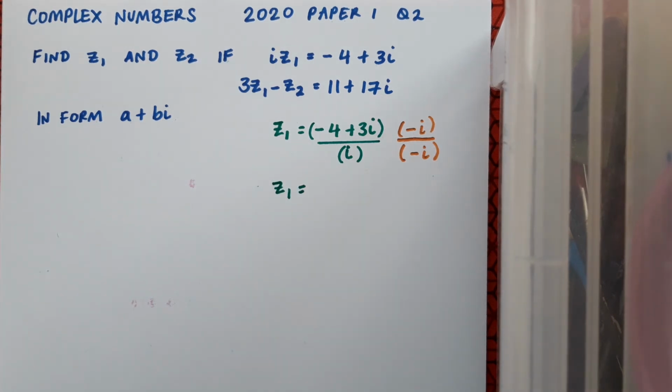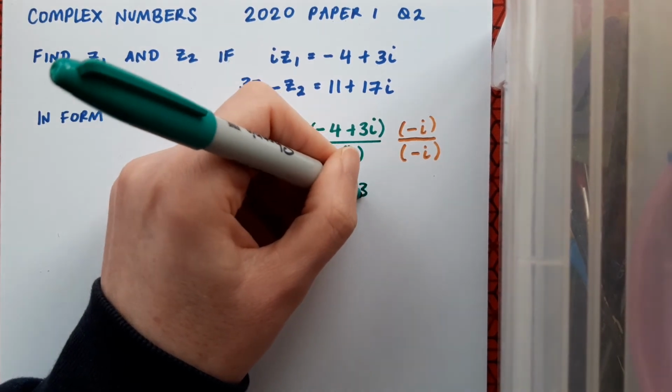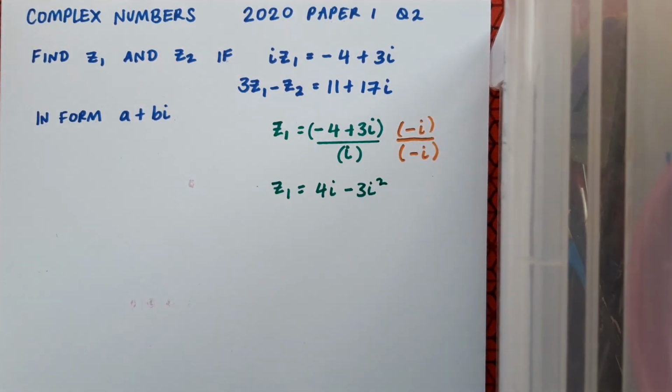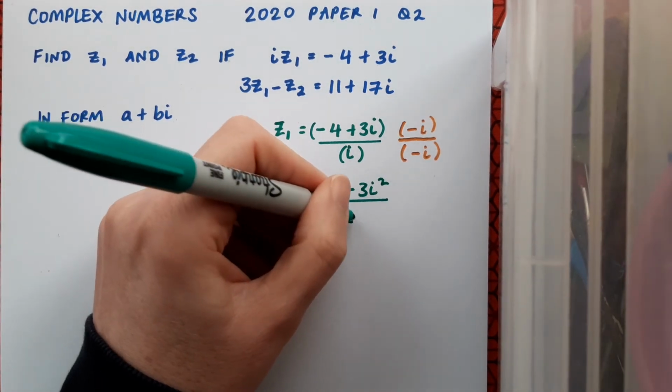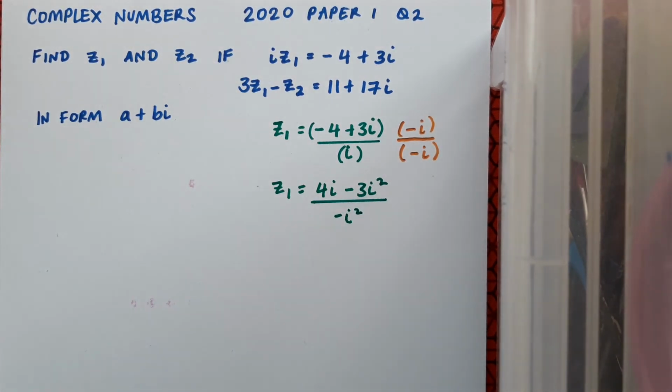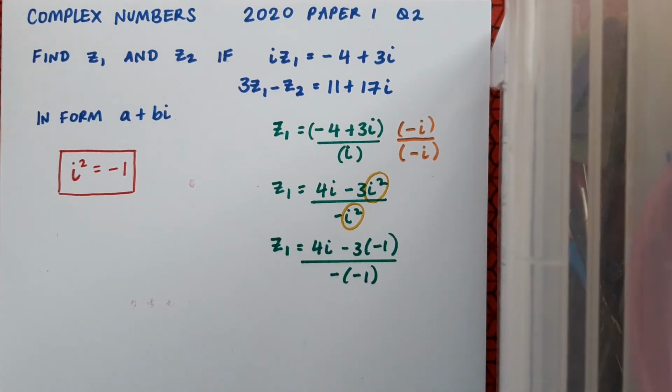Okay, so on the numerator, we're going to have 4i minus 3i squared, and I'll come back to that i squared in a second. And in the denominator, I'm just going to have minus i squared. Now, don't forget the key fact in complex numbers, which is that i squared is equal to minus 1. So whenever I spot an i squared, I want to replace it with a minus 1. So I've got a couple of those going on here. Just watch out there in the denominator for the double minus, so minus minus 1.